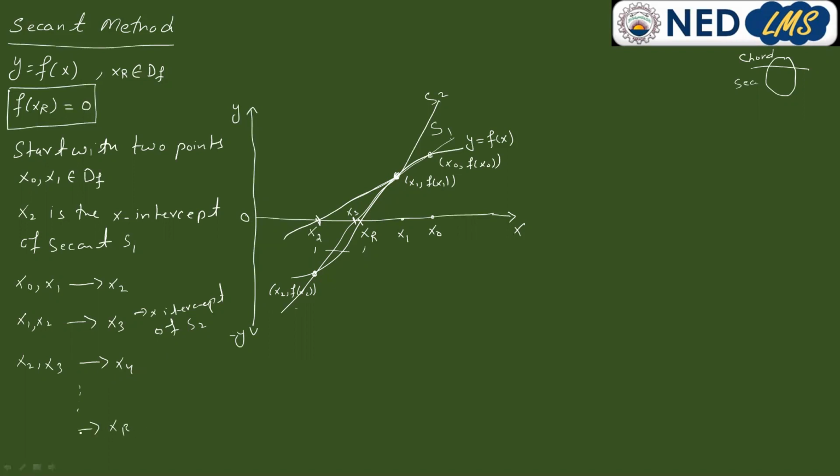I don't know how many points I need, but this is the iteration. So you all know why it's called secant, because we try to approximate our root by the intercept of the secant. This is the strategy.